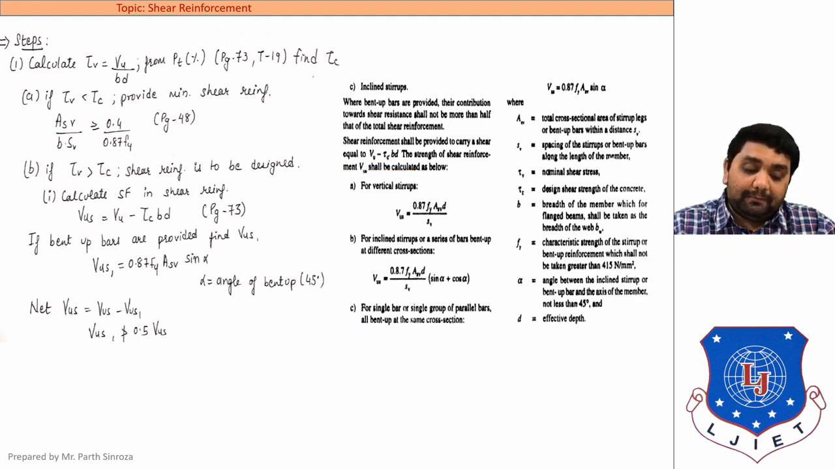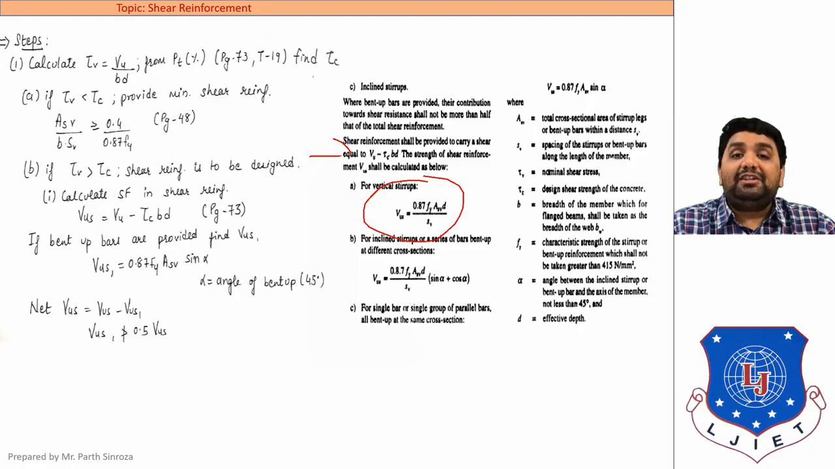For that, after finding this Vus, we will be referring to these vertical lines, that is our stirrup portion. Clear? You can see that clause A is mentioned. Clause A is for vertical stirrups. It will be provided in the question whether the stirrups are vertical, inclined, or bent-ups are provided. Here we can see three cases. The first case, case A, is for vertical stirrups. The second case is for inclined stirrups, and the third is for bent-up bars provided or not.